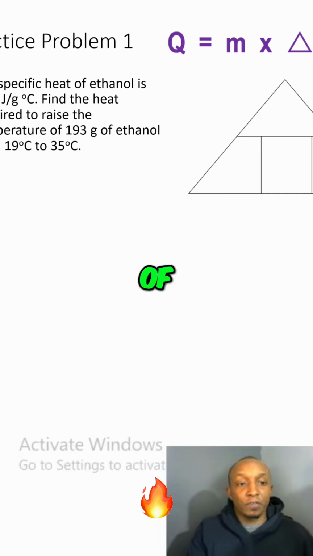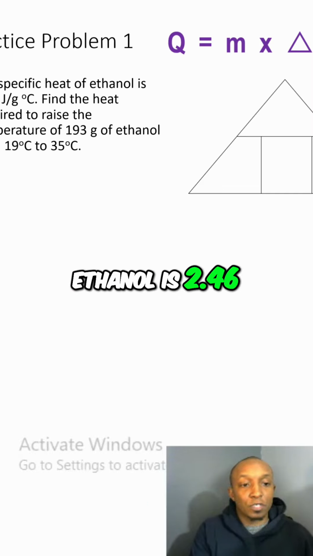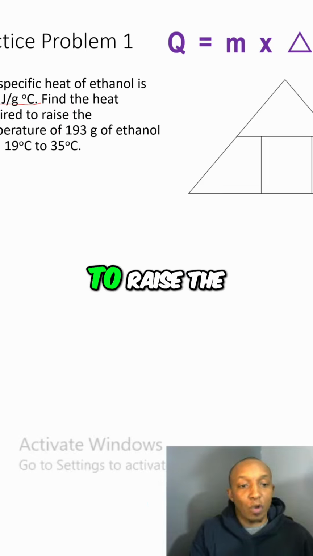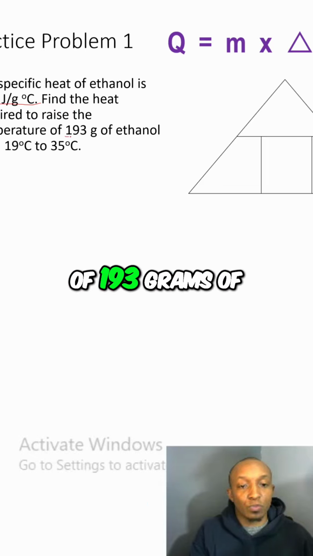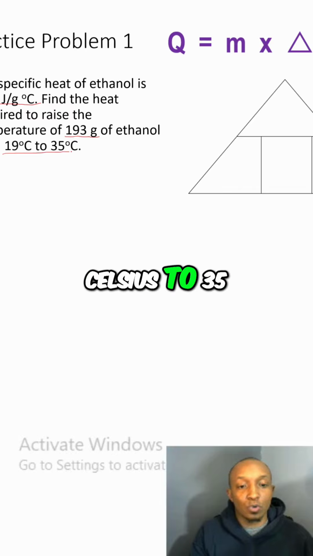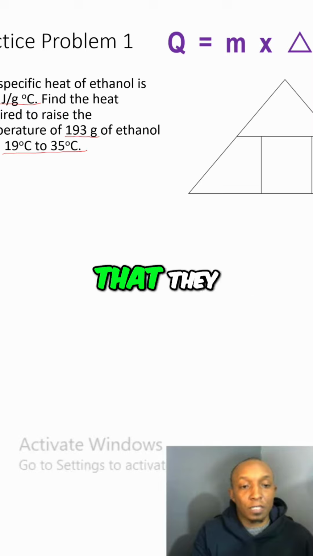The specific heat of ethanol is 2.46 joules per gram degree Celsius. Find the heat required to raise the temperature of 193 grams of ethanol from 19 degrees Celsius to 35 degrees Celsius. So the first thing we did was identify the components that they gave us.